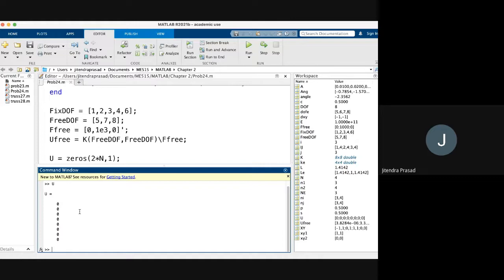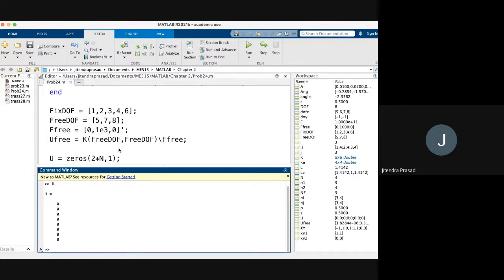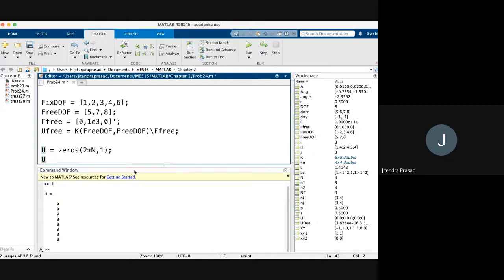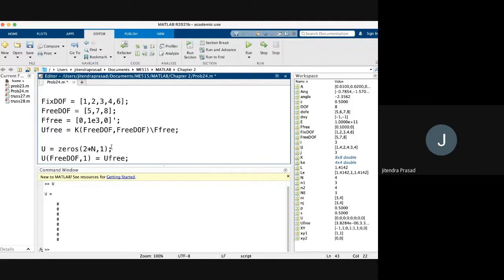total, u is displacements. So the size will be 8 by 1. This is a vector because there are 4 nodes, and out of which we know these, u free, right? And the free degrees of freedom are 5, 7, 8. So we can replace the corresponding entries: u at the free degrees of freedom is equal to u free. So we have assigned those values we have calculated, we put it here. So this will now give the complete picture.